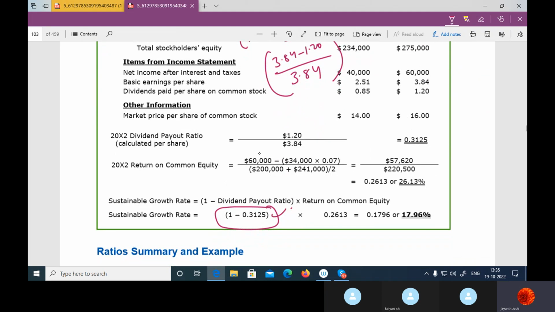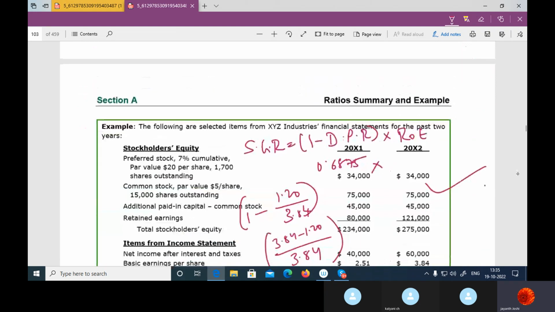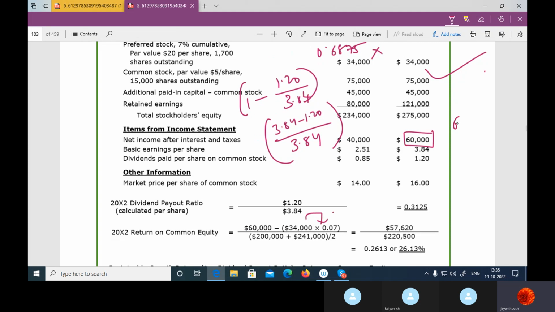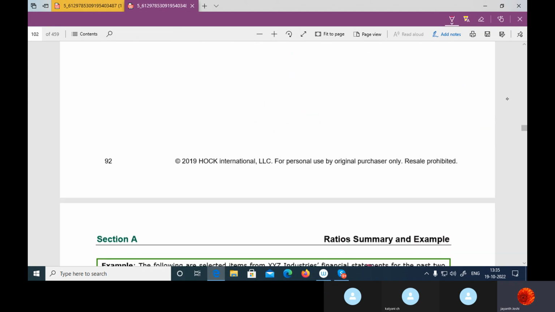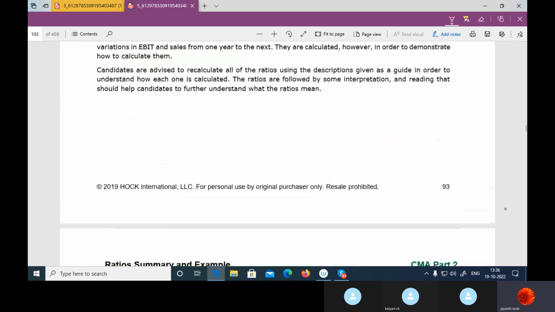ROE is nothing but net income minus preferred dividends divided by common equity we have to take. So what is net income of this year? Net income of this year is $60,000, minus the preference share dividends. They have given preferred stock 7% cumulative, par value $20, 1,700 shares. 1,700 into 20 is 34,000. 7% of 34,000 is 2,380. So you have to do that.